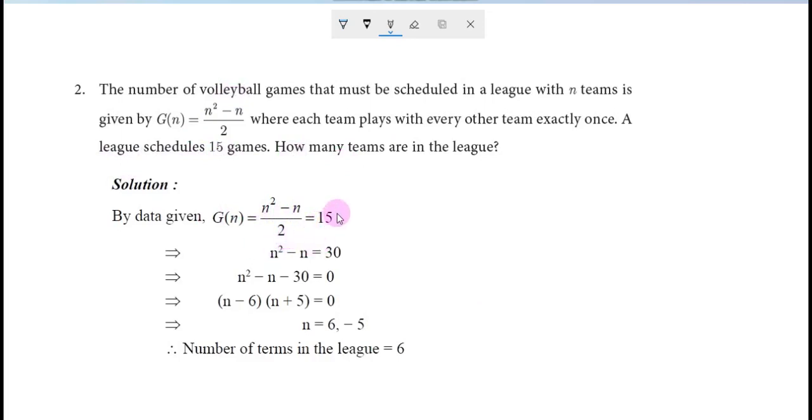Move this 2 to the right side. So n square minus n equal to 15 into 2. This is 30. Next, move this 30 from the right side to the left side. So n square minus n minus 30 equal to 0. Now apply the T method. Multiply means we need 30. Add means we need minus 1. So 6 5s are, we may apply. Both we need minus, so the large number gets negative. So n minus 6 into n plus 5.